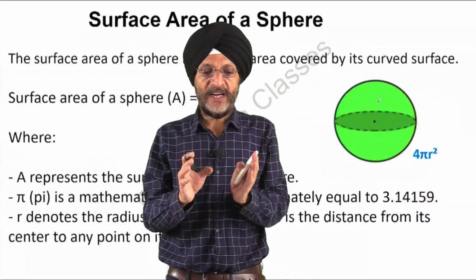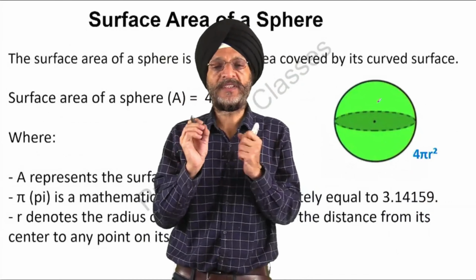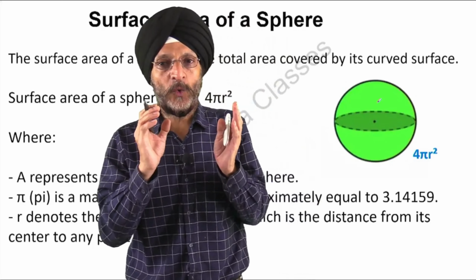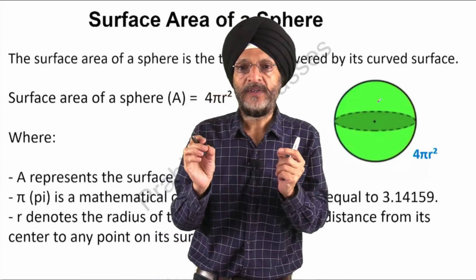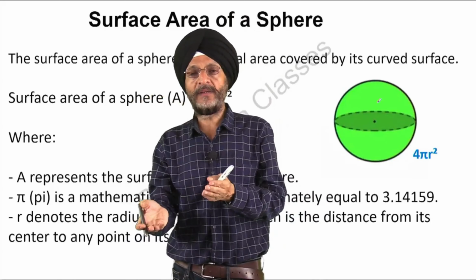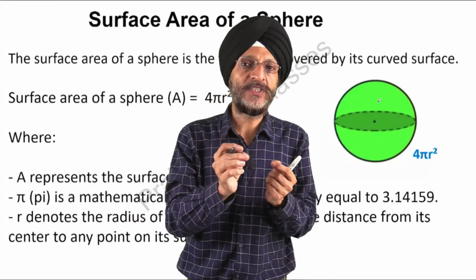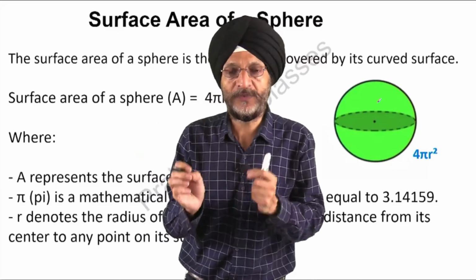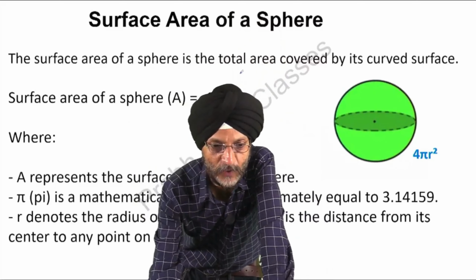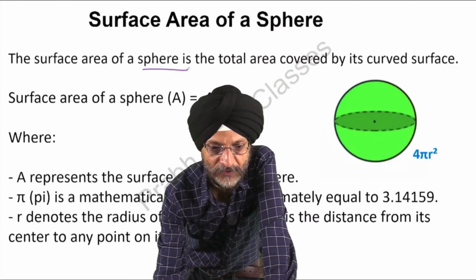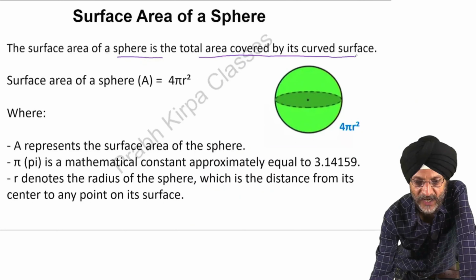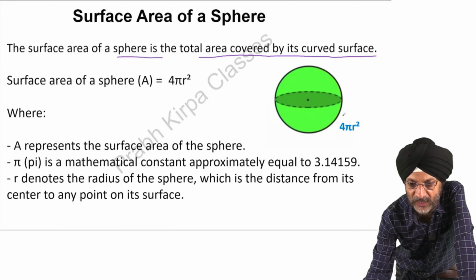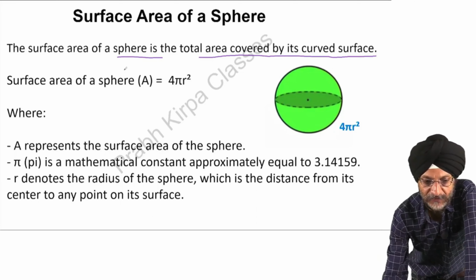Now we will understand the formula for calculation of surface area of a sphere, because though we are doing the course on volume of a sphere, here in the coming time we will discuss the questions or do the examples which will also involve the surface area of sphere. So we will also understand the surface area of sphere. The surface area of the sphere is the total area covered by its curved surface. This is the curved surface, the total area covered. This is the surface area of sphere.